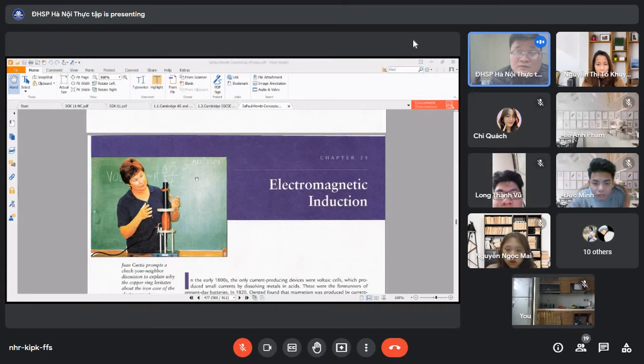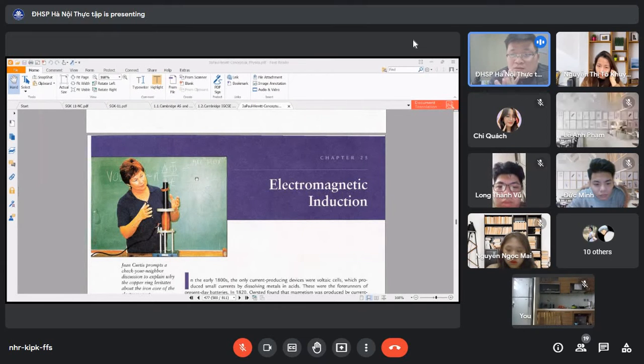Then we have the Foucault current or eddy current, and we can link to electromagnetic oven, or the magnetic cooker, as I explained before.